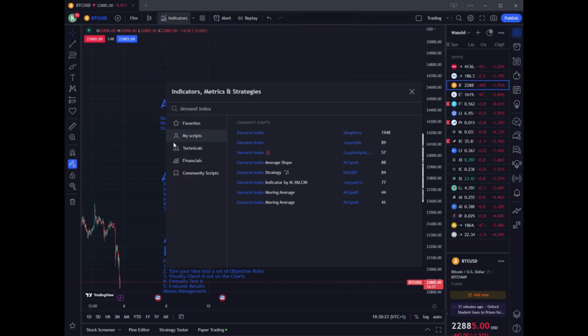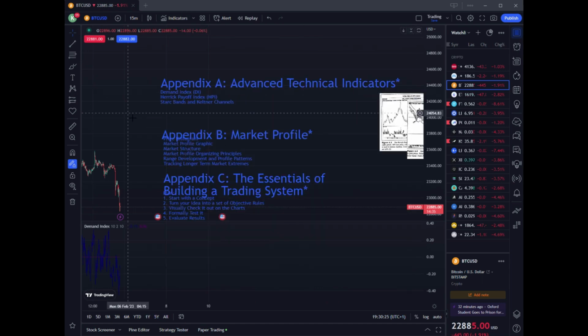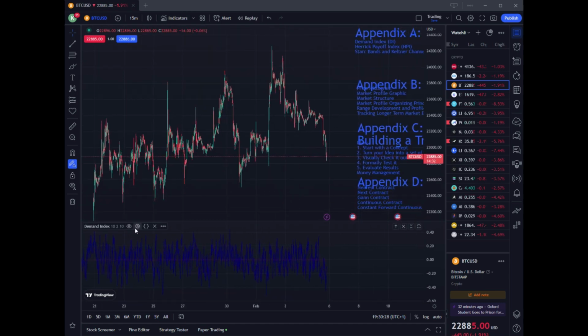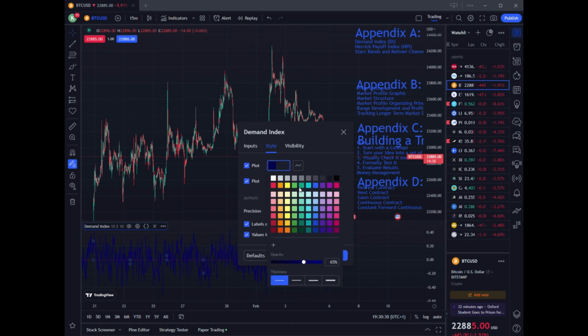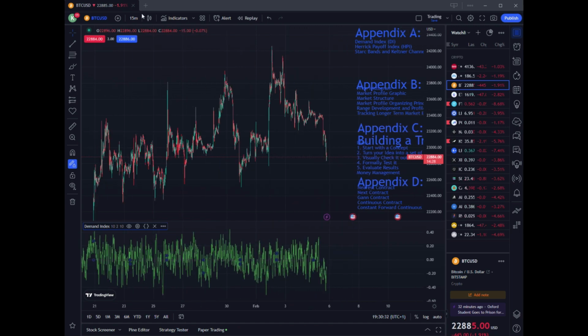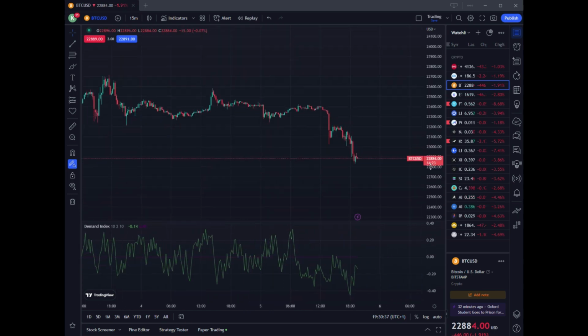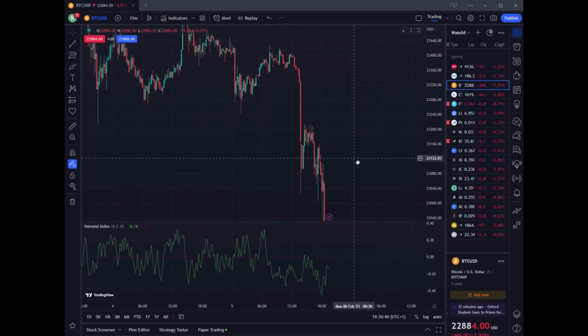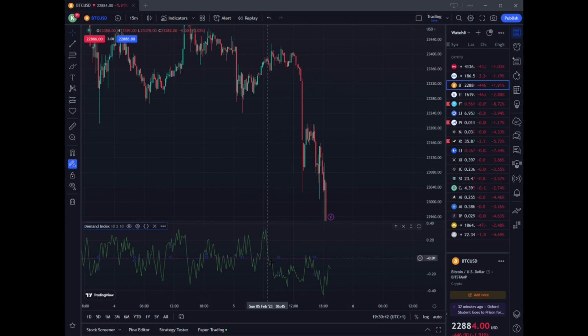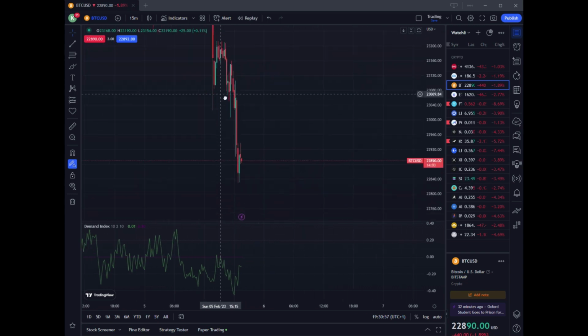So you have the demand index right here. It's a community script, but that's fine. Just change the color a bit, so let's do a green. This is the amount of buying pressure to selling pressure. I'll just zoom out like this. What you can see in purple, you might not be able to see it, is the 0 line. And whenever the price is above the 0 line, there's a lot of buying pressure. It doesn't necessarily mean the price will revert, but there's a chance the price will revert.